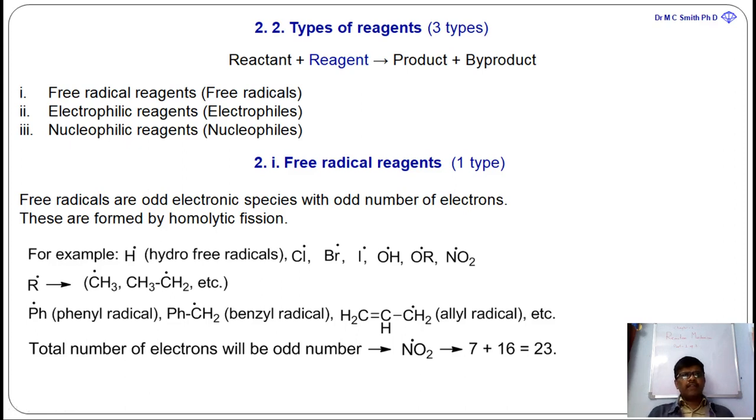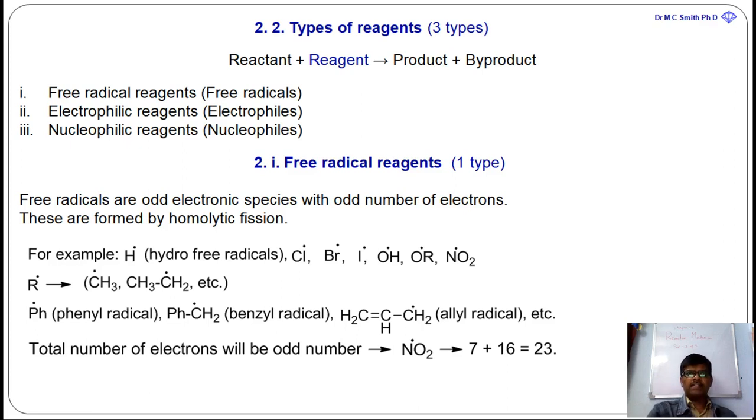Then in any given molecule, how to know whether it is a free radical or ionic? When we calculate the total number of electrons in a given molecule after the bond fission, the number of electrons present in that molecule is an odd number. If we take the NO2 free radical, the nitrogen atomic number is 7, the oxygen atomic number is 8, there are two oxygens, so 8 plus 8 is 16, 7 plus 16 is 23. That means the total number of electrons present in a free radical is an odd number.